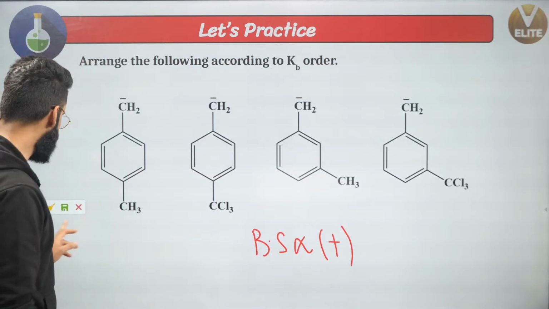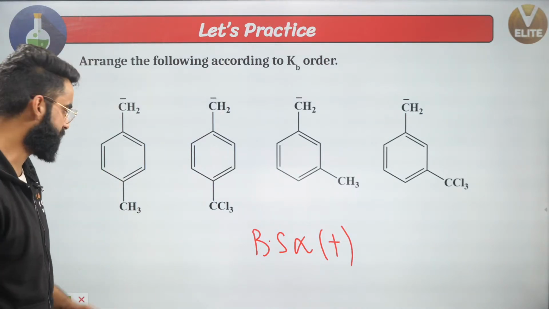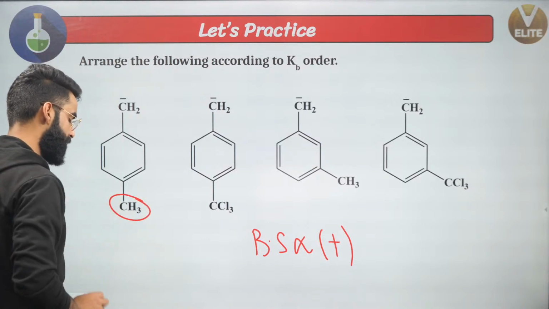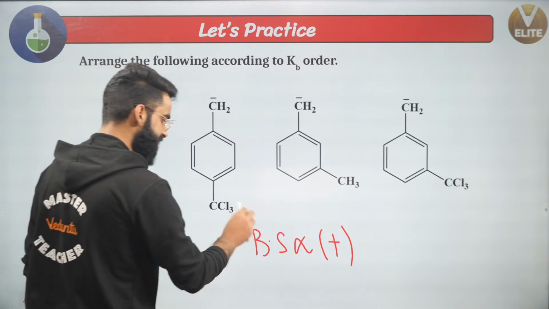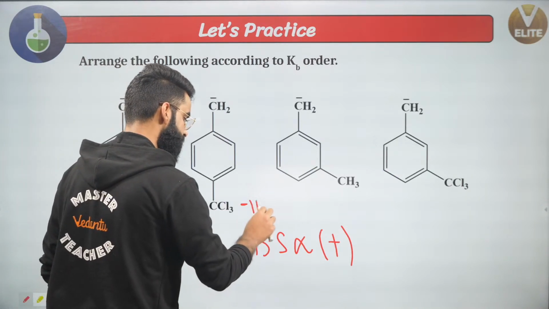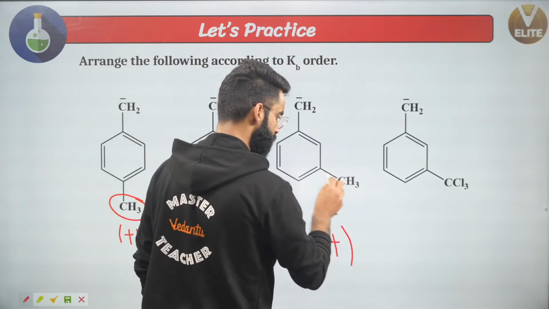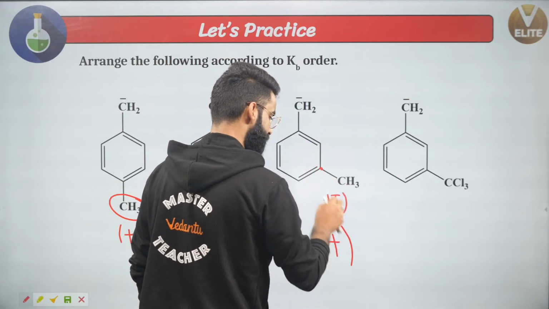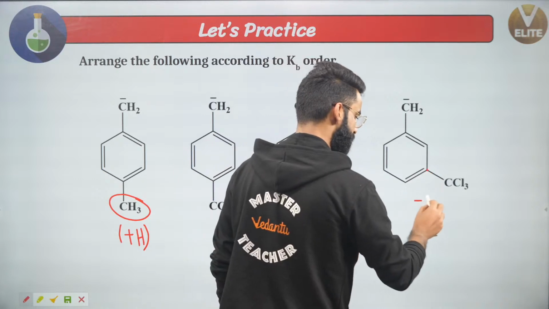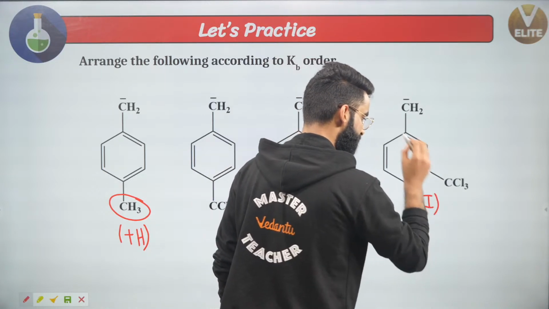Now I need to check first which group shows which effect. Right here we have got CH3 at the para position, so it's going to show plus H. Right here, CCl3 at the para position, it's going to show minus H. This CH3 is at the meta position, it's simply going to show plus I effect. And this CCl3 is at the meta position, it's going to simply show minus I effect.